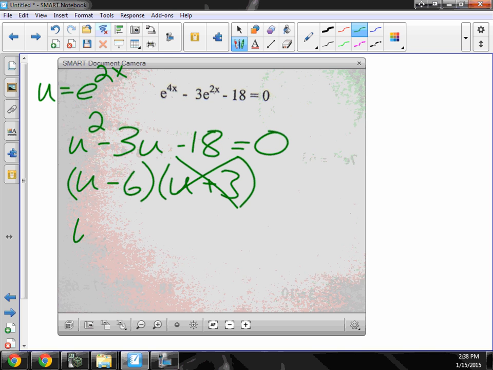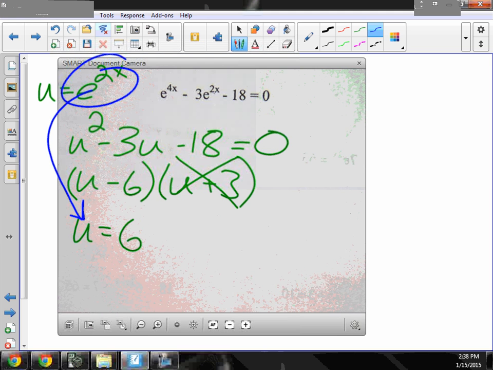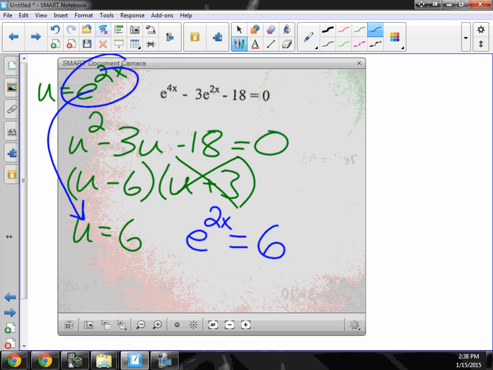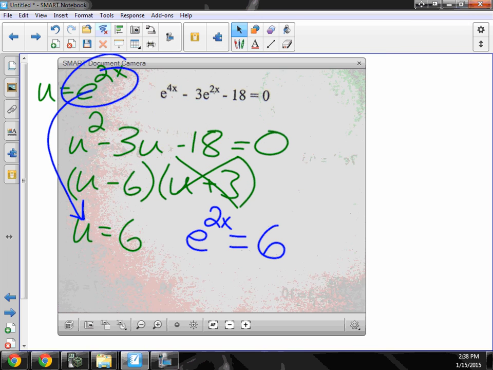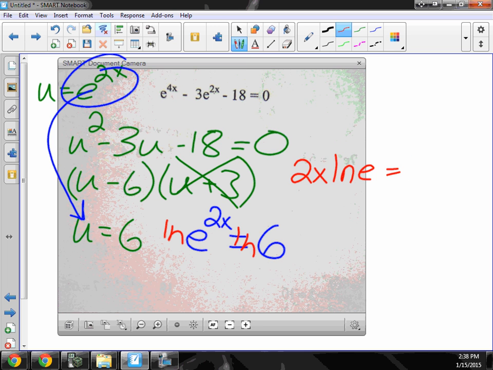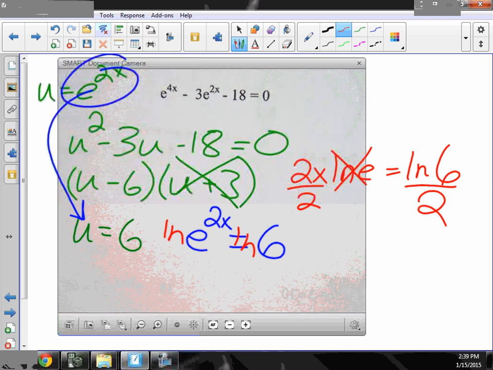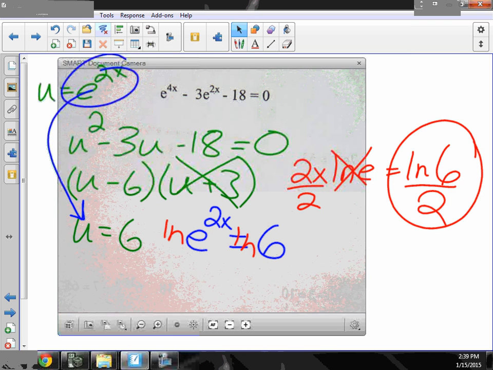So I have u equals 6. Then I come up and grab my e to the 2x and stick it back in. e to the 2x equals 6. Now what? ln both sides. So 2x ln e equals ln 6. You guys are smart and you remember that ln of e is 1 because it's base e, and e to the first is e. So that goes away. Just divide by 2. So the answer is ln 6 over 2.